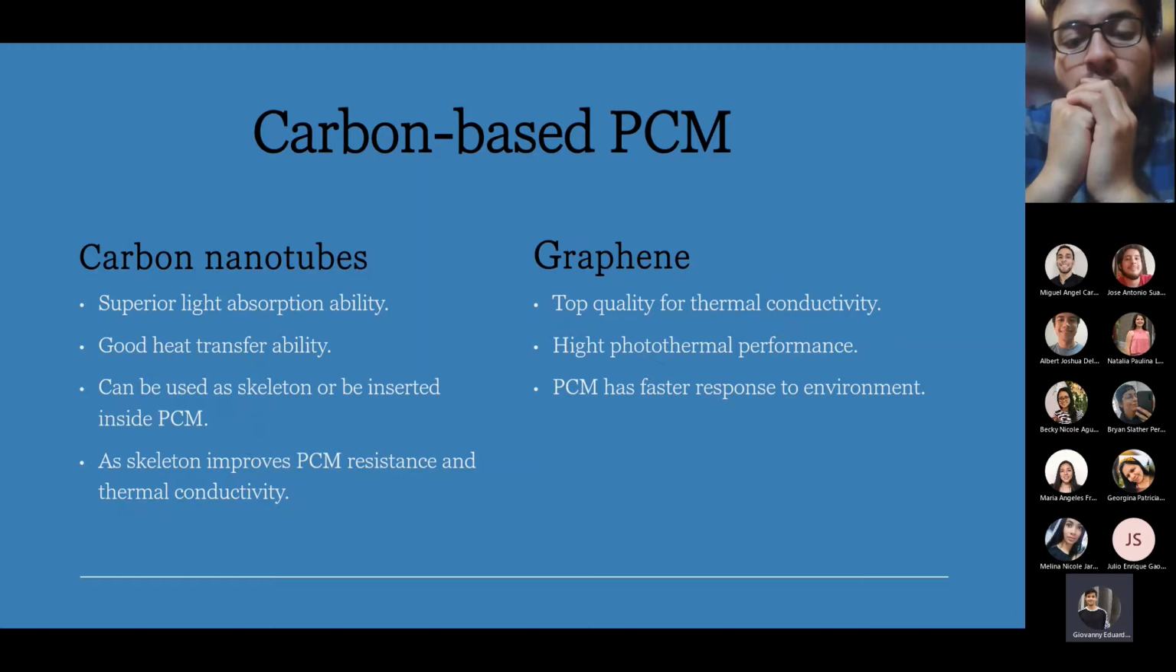Another carbon-based material that can be used is graphene, because it has the highest thermal conductivity of the carbon-based materials, even has a higher photothermal performance, and the PCM based with graphene has a faster response to the environment change.